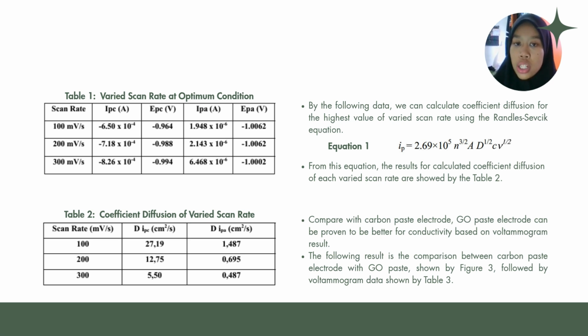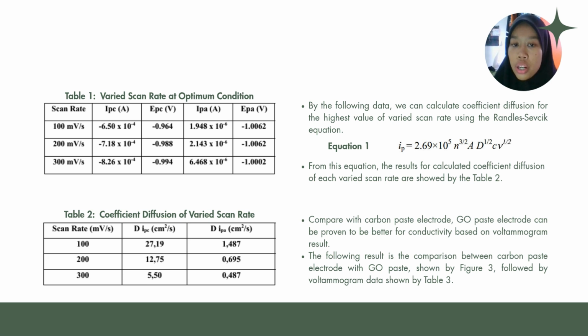And from this equation, the results of the calculated diffusion coefficient of each varied scan rate are shown in table 2 here. This is table 2, the diffusion coefficient of varied scan rate, also from 100 to 300 millivolt per second. And we can see the difference between the two. It shows that from the scan rate 100 to 300, it's getting smaller in value. So by comparing with the carbon paste electrode, the GO paste electrode can be proven to be better for conductivity based on the voltammogram result.